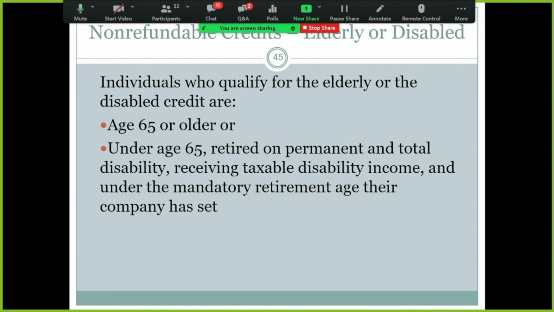Individuals who qualify for the elderly or disabled credit have to meet these criteria: age 65 or older, or under age 65, retired on permanent and total disability, receiving taxable disability income, and under the mandatory retirement age their company has set.